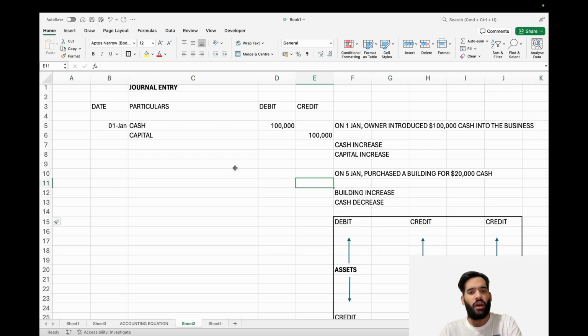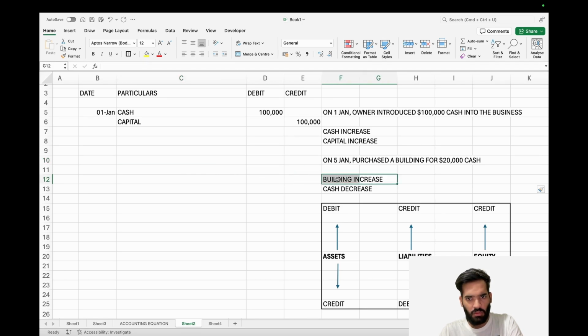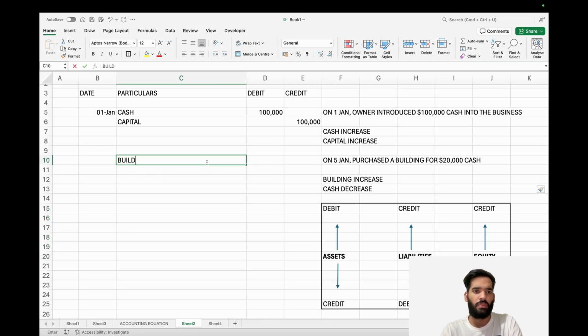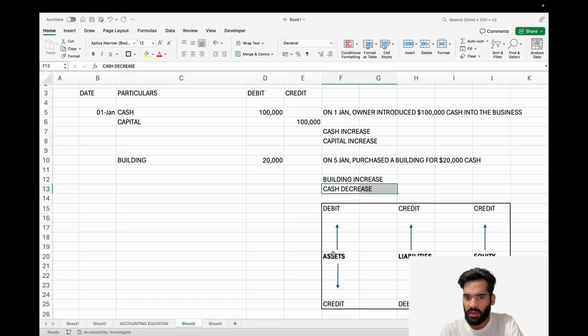Amazing. So now again, let's apply the rules to this transaction. Building is an asset, it increases. So let's see the rule. Asset will increase on the debit side. So building will be debit. And cash is an asset, but it's decreasing. Asset will only decrease on the credit side. So cash will be credit.